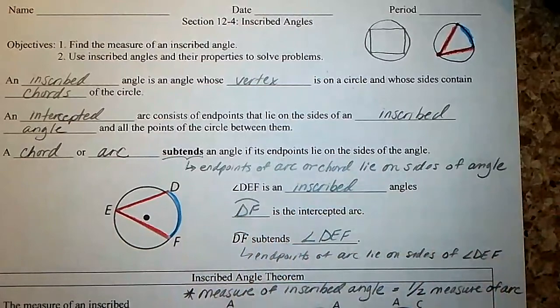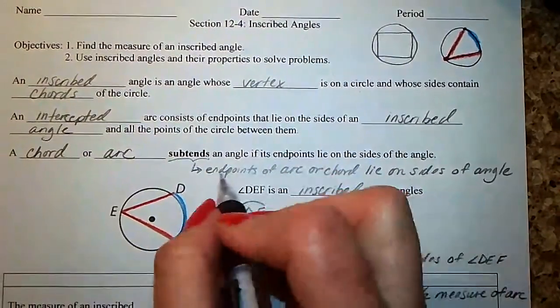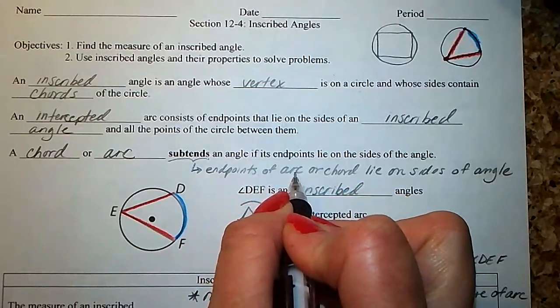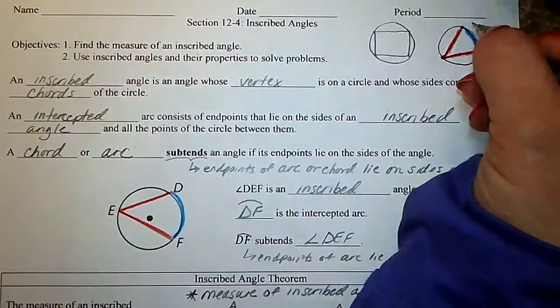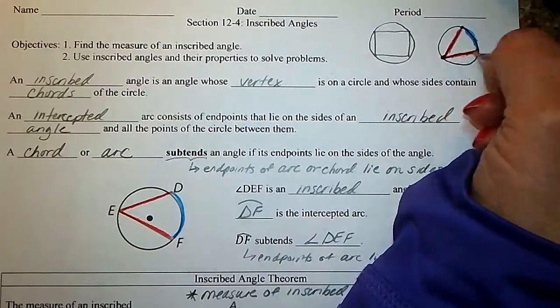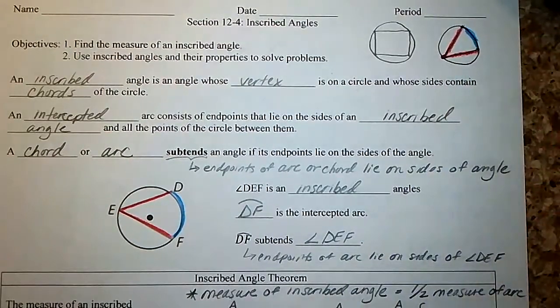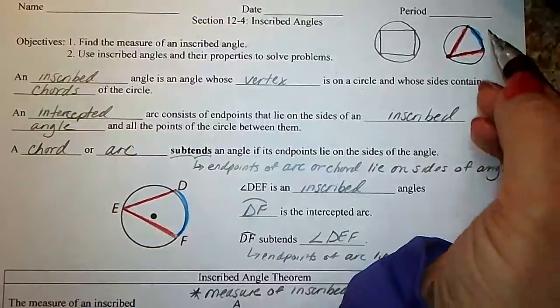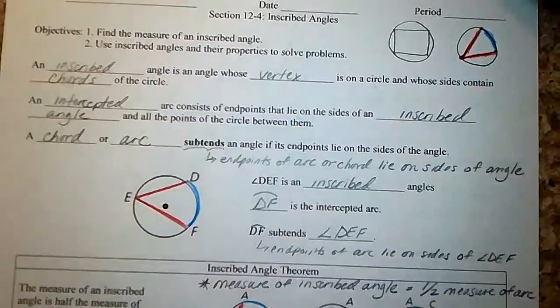Now, a chord or an arc subtends an angle if its endpoints lie on the sides of the angle. That word subtends is kind of a weird word. Basically, it's saying that if you have the endpoints of an arc or a chord, and they lie right on the sides of the angle, that's what the word subtend means. All right, so let's take a look at the inscribed angles here.